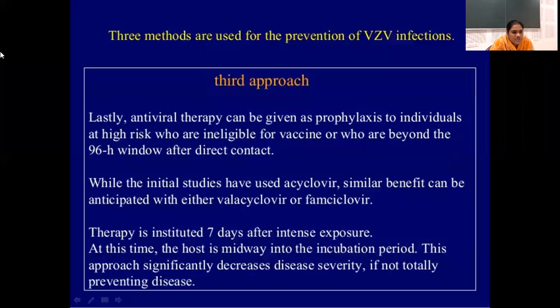Then the third approach, antiviral therapy can be given as prophylaxis to the individuals at high risk who are ineligible for the vaccine or who are beyond the 96 hours window period after the direct contact. While the initial studies have used acyclovir, similar benefits are also seen with valacyclovir and the other drugs. The therapy is instituted 7 days after the intensive exposure.